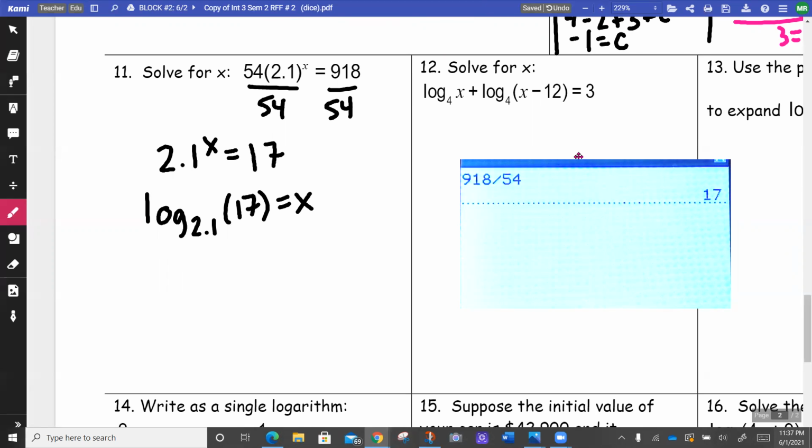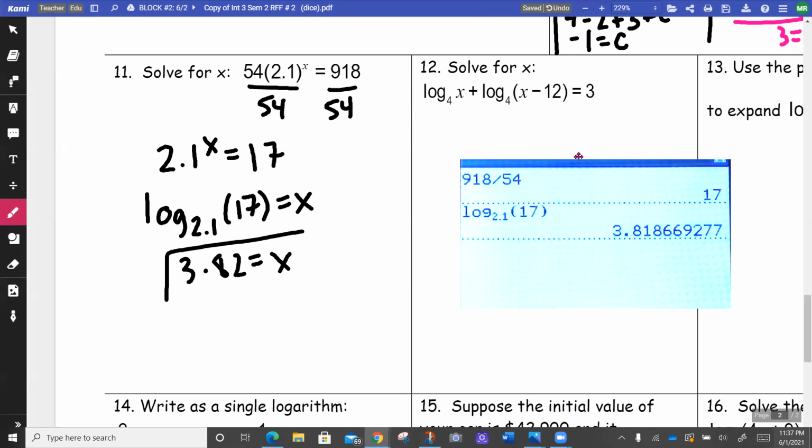So if I do alpha window, number 5 is log base 2.1 of 17. And I get 3.82, let's say, is equal to my answer. And I could double check myself. So 54 times 2.1 raised to this power. And you see I get that answer. Okay.